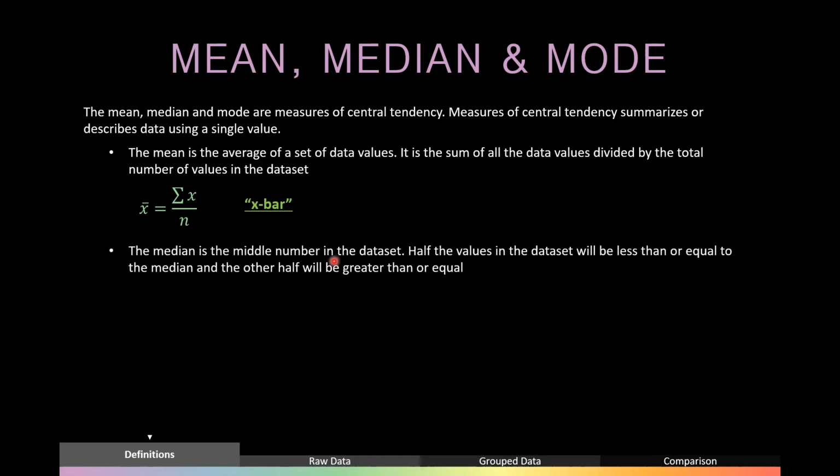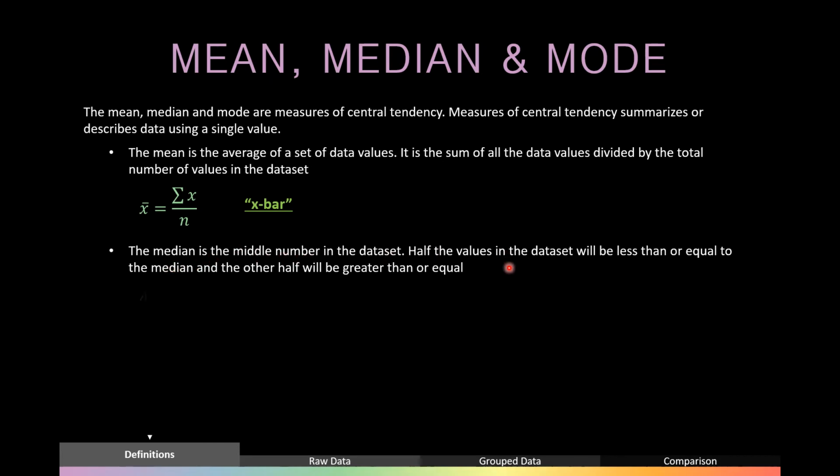Now, the median is the middle number in the data set. Wherever you locate your median to be, half of the values in that data set will be less than or equal to the median, and the other half will be greater than or equal to that median. So finding the median is a two-step process. Firstly, we're looking for the position, and then we're going to identify the median that's located at that position.